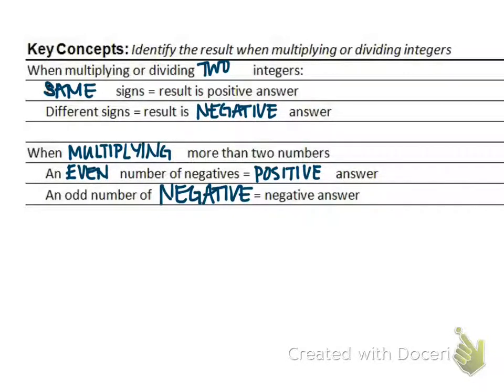So in those key concepts, if we have an even number of negatives, so if we have 2 negatives, if we have 4 negatives, if we have 6 negatives in a particular multiplication problem, then we're taking a look at having a positive answer. When we have an odd number of negatives, that means maybe 1 negative, 3 negatives, 5 negatives, those are when we're going to have a negative answer as our result. Again, that's for our odd.